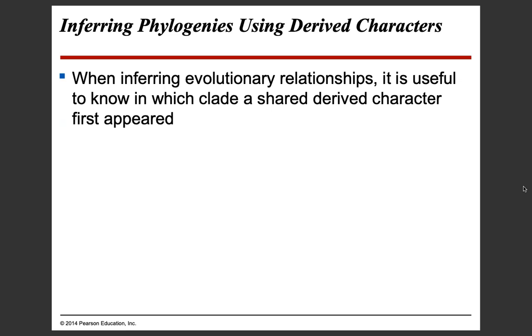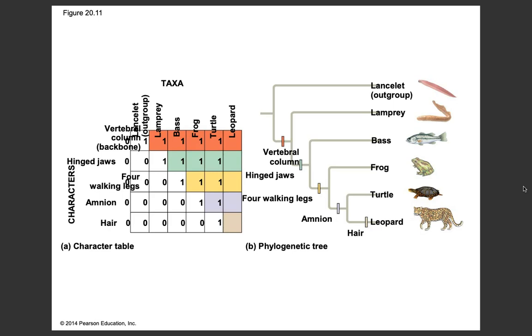Inferring phylogenies using derived characters. When inferring evolutionary relationships, it is useful to know in which clade a shared derived character first appeared. So you need to backtrack beyond that clade and see further in evolutionary history whether that shared derived character appeared anywhere else.